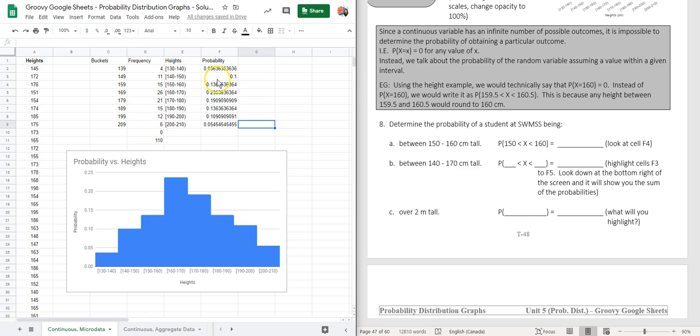Well, you can see that in cell F4, the probability of being between 150 to 160 would be equal to approximately 0.136. And the probability of being between 140 to 170, well, what we would do is take these three things and add them together. And if you look down here, it gives you the sum. So that is approximately 0.427 or 0.473, I guess, approximately. And the probability of being over 2 meters tall would be this right here, and that would be approximately 0.055.